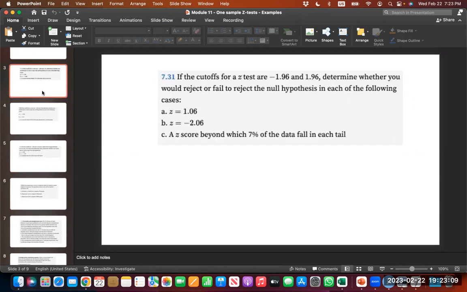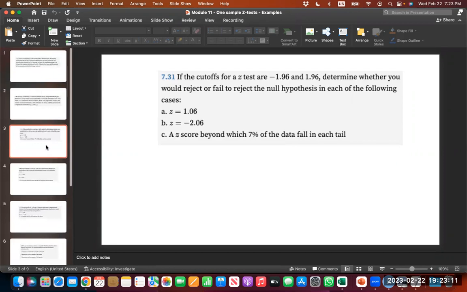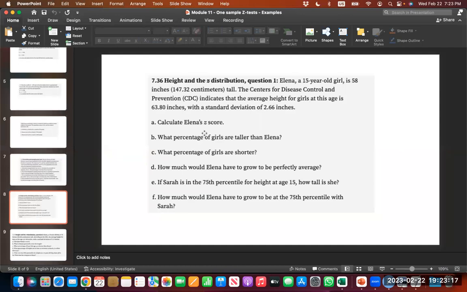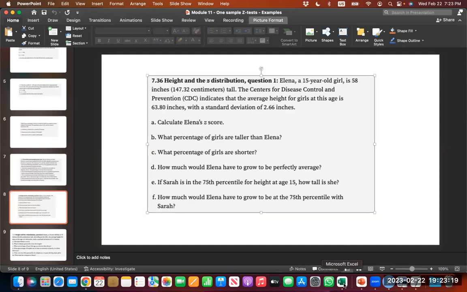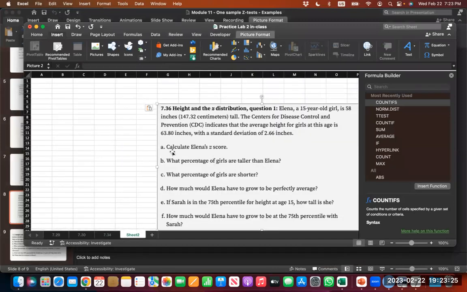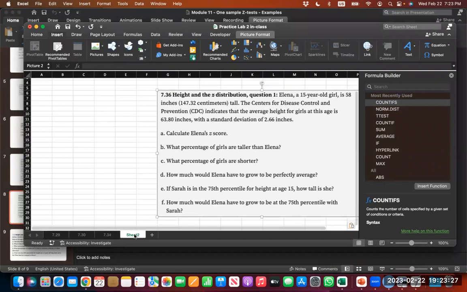Example here. Okay. Let's do this. Eleanor. Good. That's 7.36. And this is one of these examples, right? So we have height and z-distribution. So we have Eleanor, a 15-year-old girl, who is 58 inches tall. The CDC indicates an average height of 63.8 inches with a standard deviation of 2.66 inches.